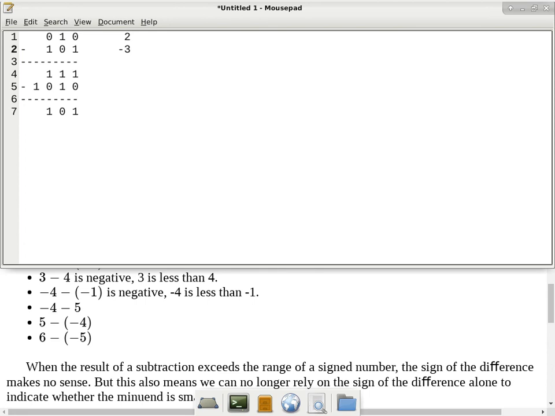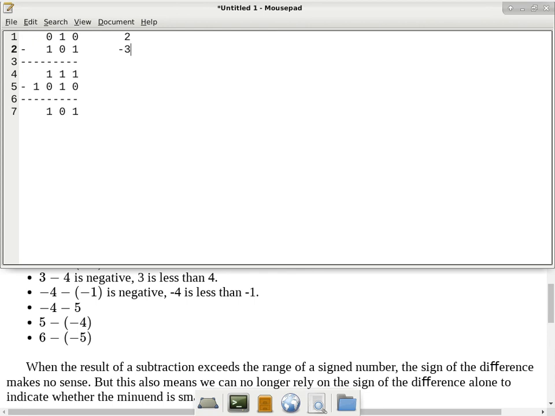Is 2 less than negative 3? No. But what is the sign bit of the difference? This difference is this row. What is the sign bit? The sign bit is a 1 because it's the most significant bit of that number. So the sign bit is a 1 and yet it's lying. The sign bit is saying, yeah, 1, 0, 1, 0 should be less than 1, 0, 1, but it's not the case. Because 0, 1, 0 is representing 2, and 1, 0, 1 is representing negative 3. It doesn't seem to work. Why is it not working?